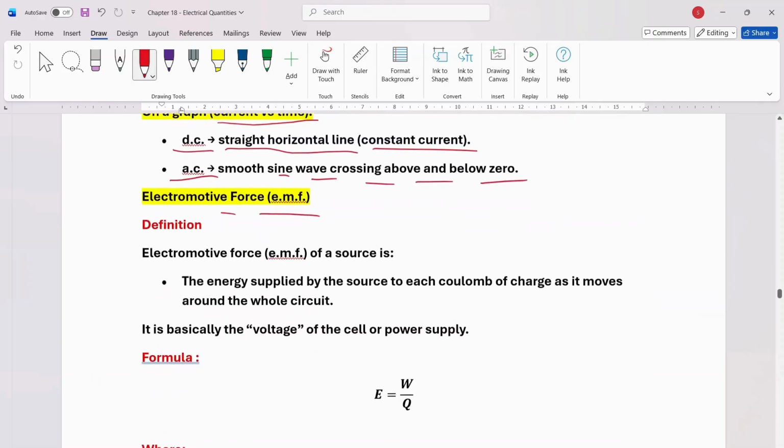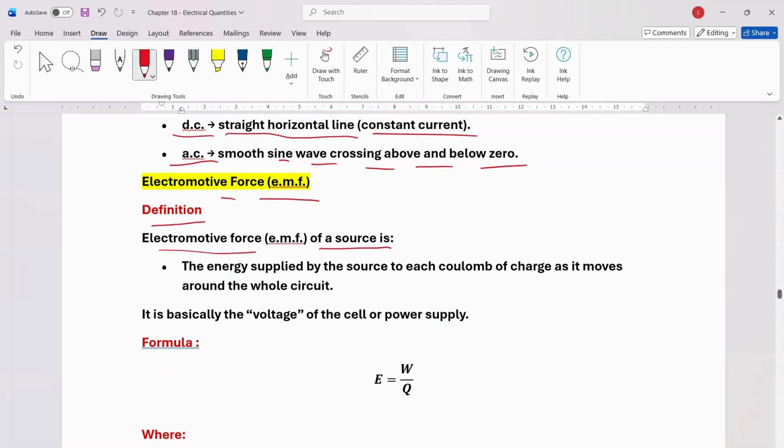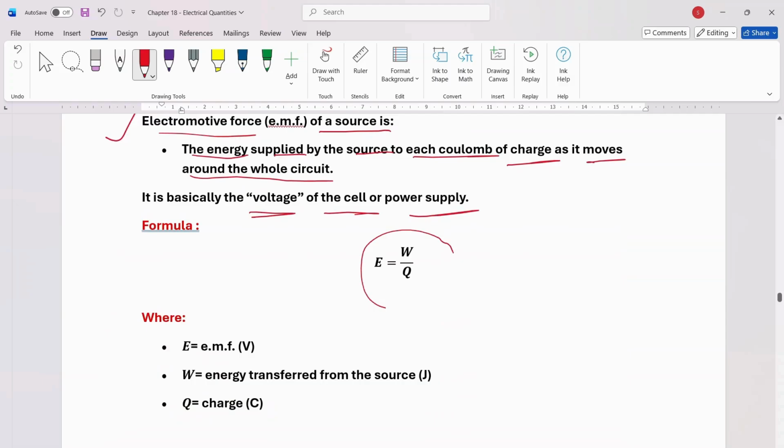Electromotive force, EMF. Definition: the electromotive force of a source is the energy supplied by the source to each coulomb of charge as it moves around the whole circuit. Definitions are important everywhere. Whenever we present any definition, learn them as they can be tested in the exam. It is basically the voltage of a cell or power supply. Formula: E equals W over Q. E is electromotive force, unit is volt, V. W is energy transferred from the source, unit is joules, J, and Q is charge, measured in coulombs.